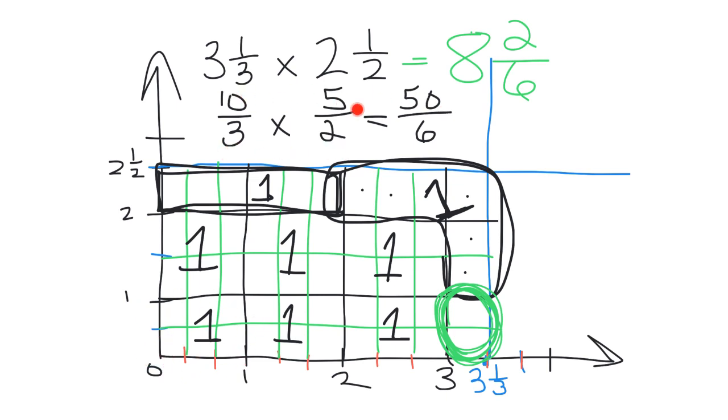And then why do we multiply across for our numerator, 10 times 5? Well, because there's 10/3 going across, and there's 5 halves going up and down. So there's 50 little unit squares, and it takes 6 little unit squares to make a whole. So 50 divided by 6 gives you your 8 2/6, which of course is 8 1/3. So now we've connected this conceptual picture with the actual official algorithm.